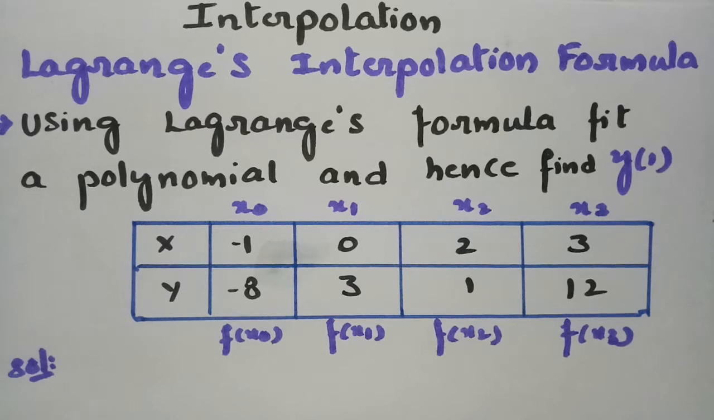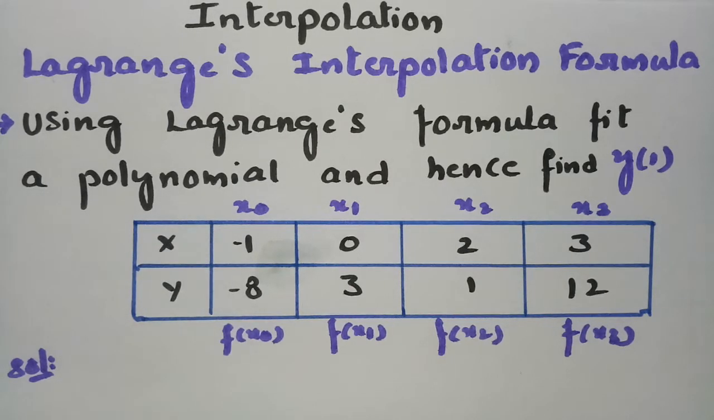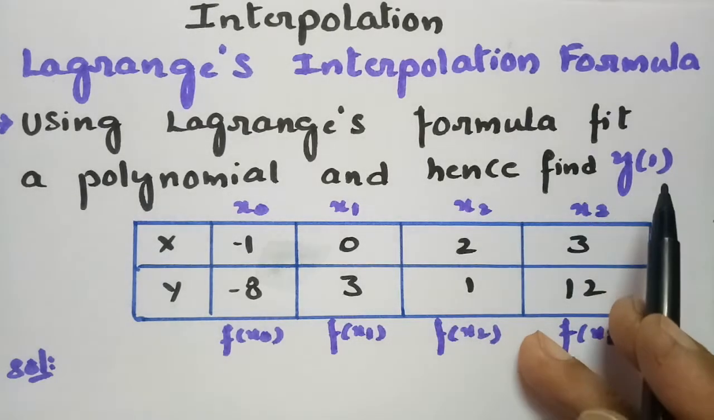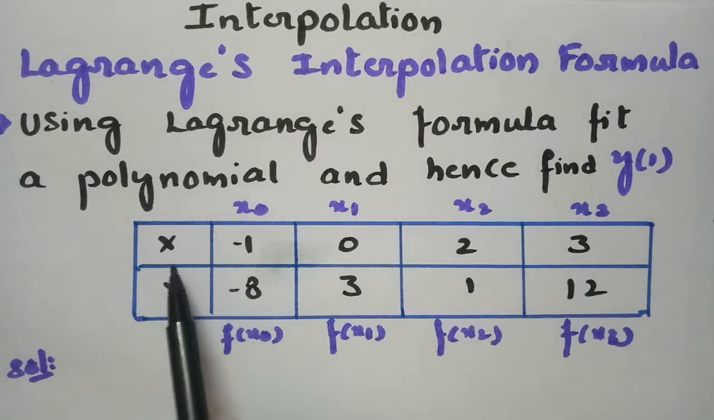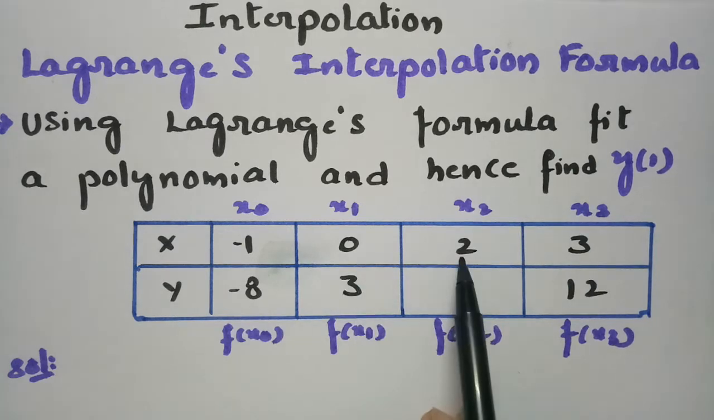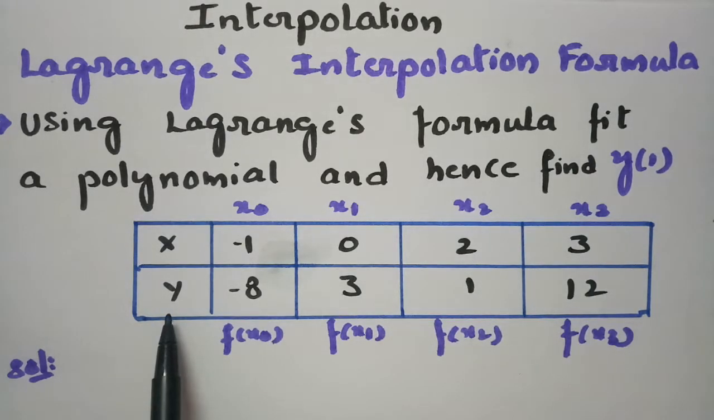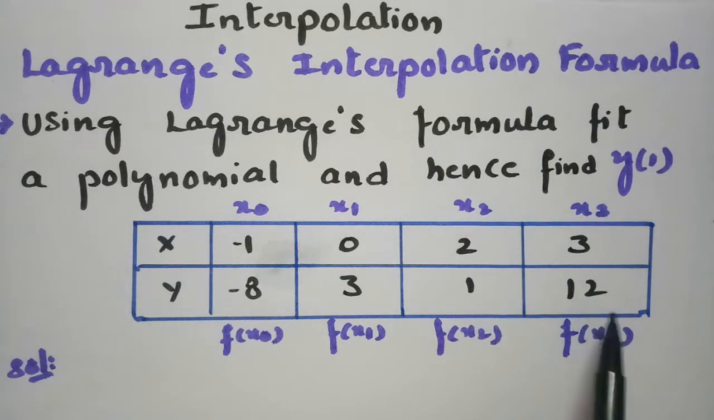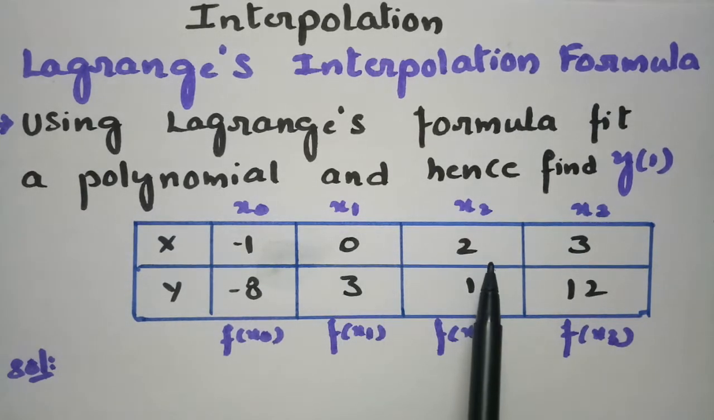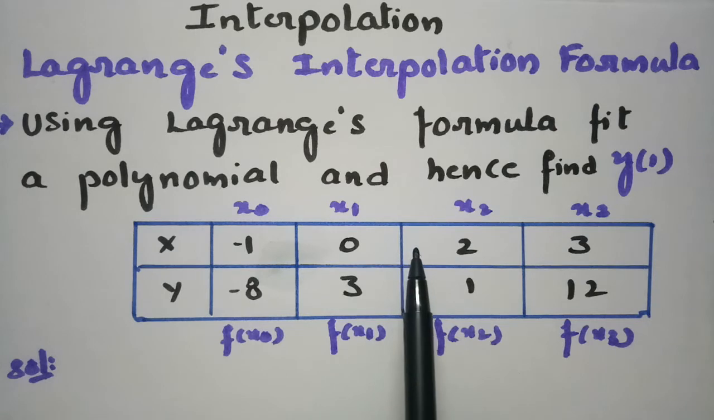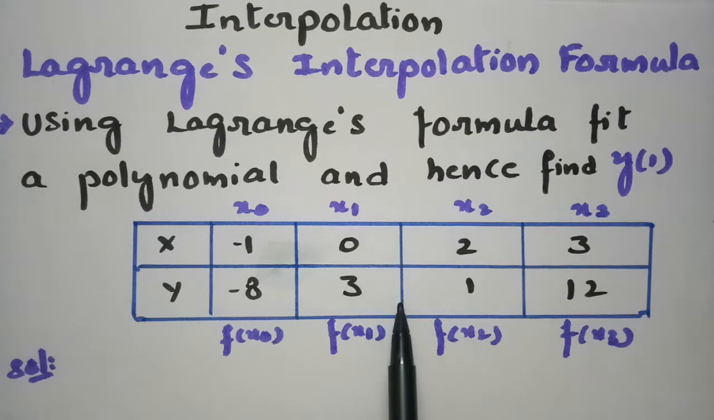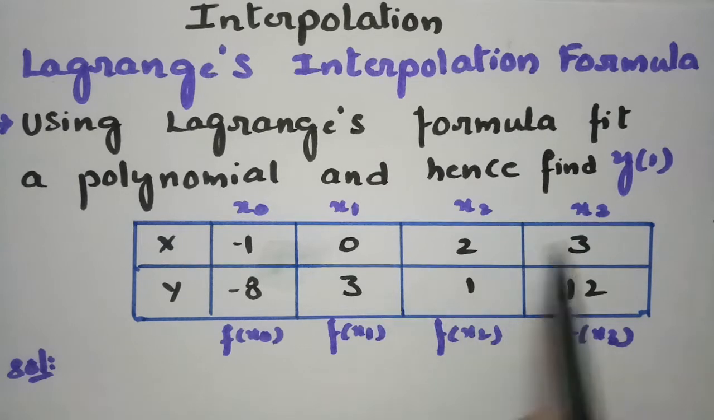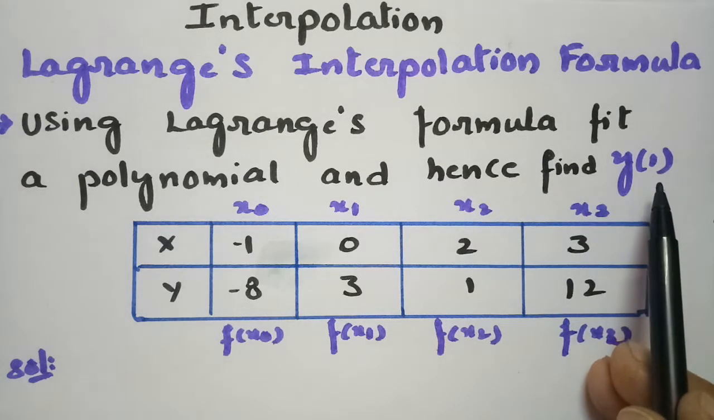Today's topic is interpolation. Using Lagrange's interpolation formula, we have to fit a polynomial and hence find y at 1. The x values are given as -1, 0, 2, 3, and the corresponding y values are -8, 3, 1, 12. So in between 0 and 2 we have x equal to 1. When x is equal to 1, we have to find the corresponding y value. That is what was asked: y at 1.